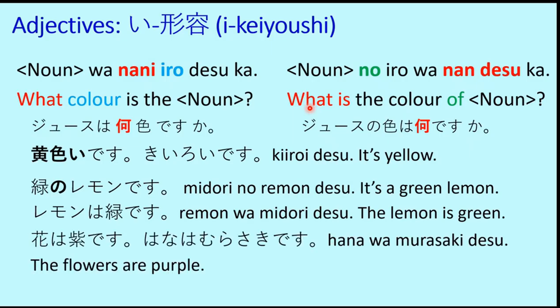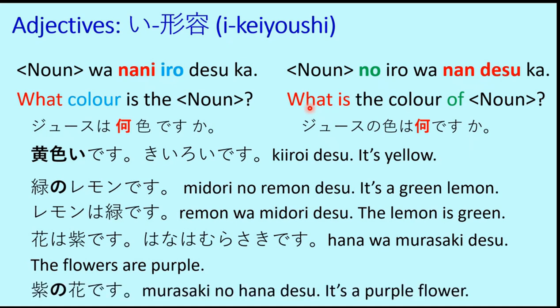Likewise, hana wa murasaki desu. The flowers are purple. And the other way, it's a purple flower. So murasaki no hana desu. Kore wa murasaki no hana desu. This is a purple flower. Kono hana wa murasaki desu. You can say like that also. Kono hana means this flower, so this flower is purple. Hana wa murasaki desu is the flowers are purple or the flower is purple. And another way is murasaki no hana desu. It's a purple flower.